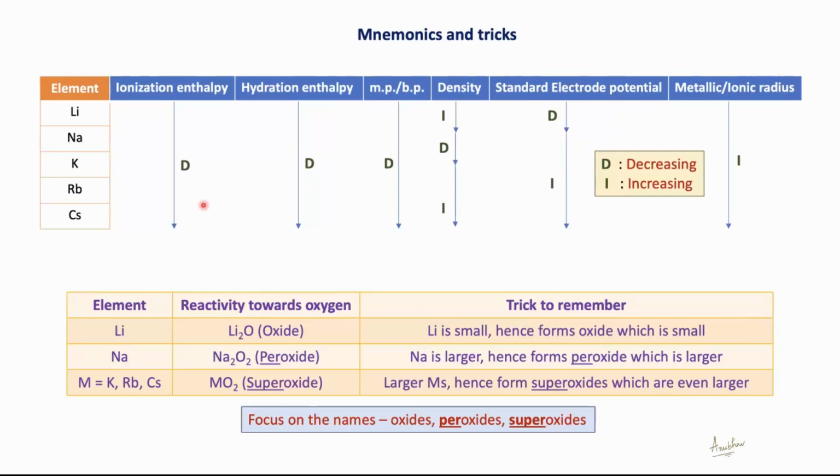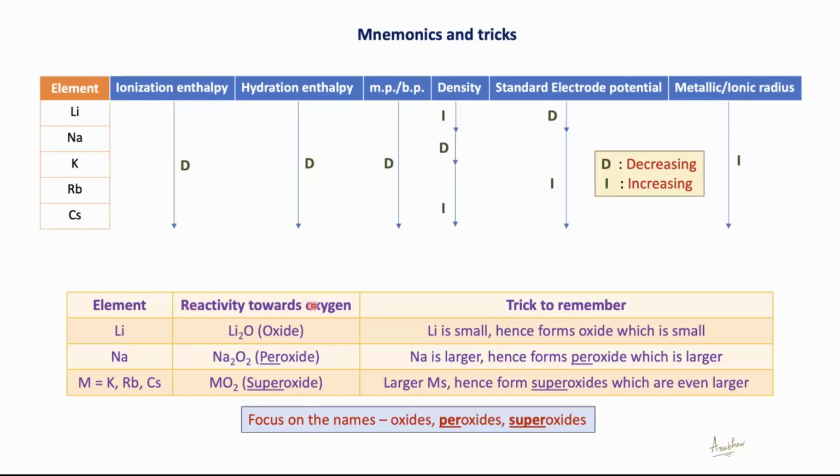So whenever we talk about the trend, you will remember this in an alternative way. It will be IDI, alternative. I for increasing, D for decreasing. And in case of standard electrode potential, it will be DI. So metallic or ionic radius, you all know, will be increasing from lithium to cesium. So that will be I.